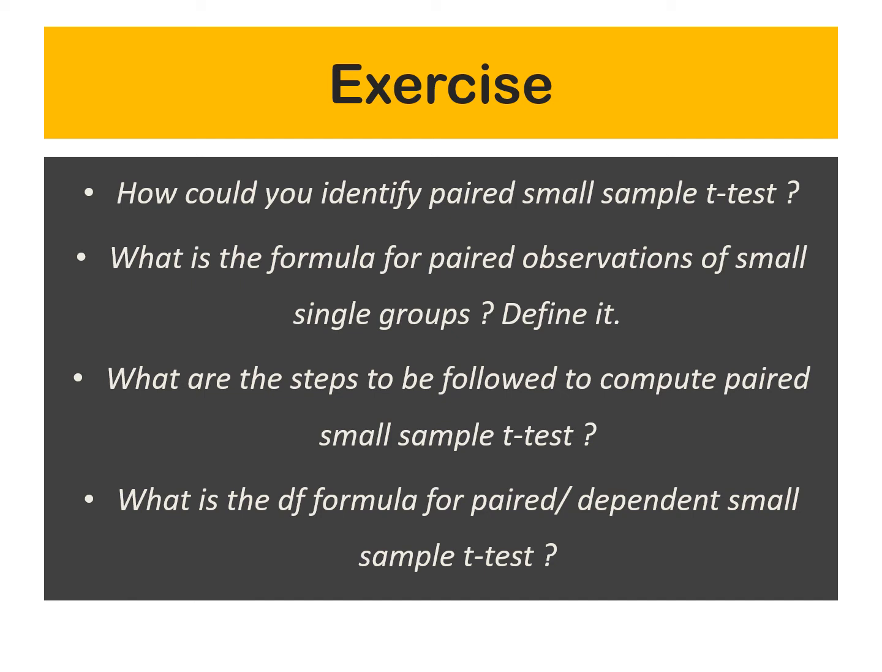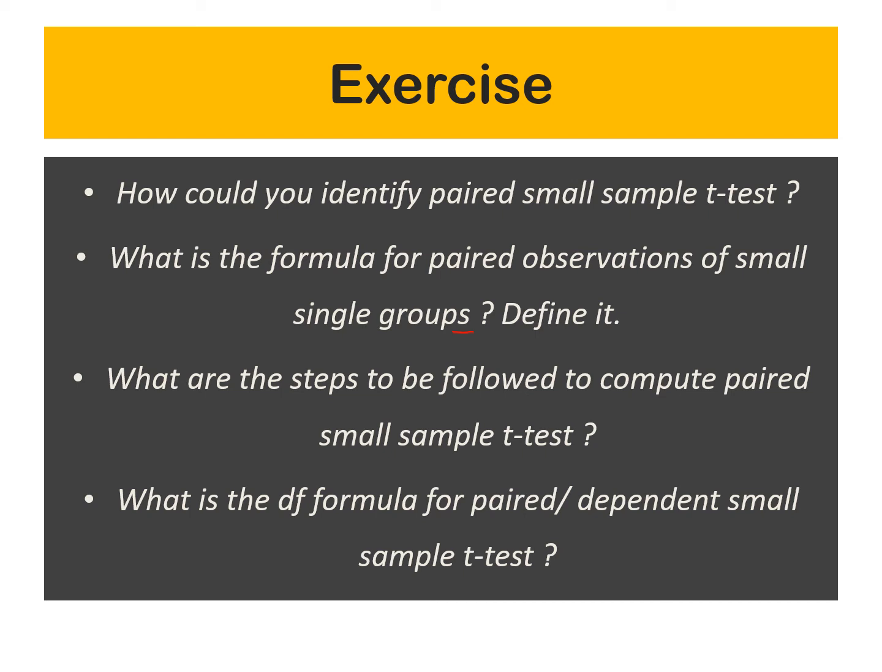Now, what is the formula for paired observation of small single group? Define it. This is a technical question, but you must remember that whenever you are writing the formula, you have to define it properly. It is a single group, but as two sets of scores are used in the problem, the word groups is used even in your book.